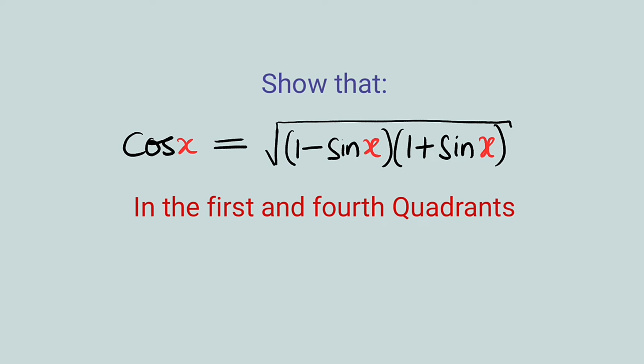Hello, good morning viewers. In this tutorial, we are going to show that cosine x is equal to the square root of 1 minus sine x multiplied by 1 plus sine x in the first and the fourth quadrant.